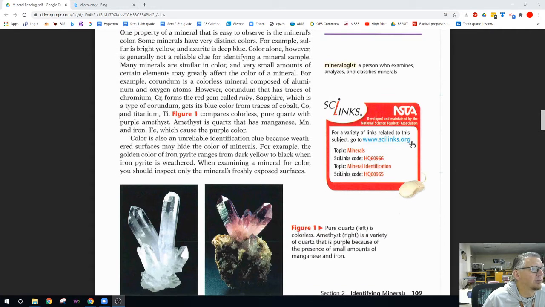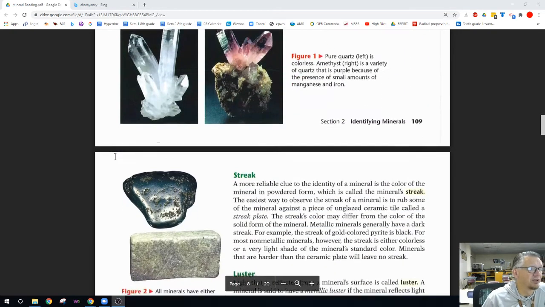Figure 1 compares colorless pure quartz with purple amethyst. Amethyst is quartz that has magnesium and iron, which causes the purple color. Color is an unreliable identification clue because weathered surfaces may hide the color of a mineral. For example, the golden color of iron pyrite ranges from dark yellow to black when iron pyrite is weathered. When examining a mineral for color, you should inspect the mineral's freshly exposed surfaces.